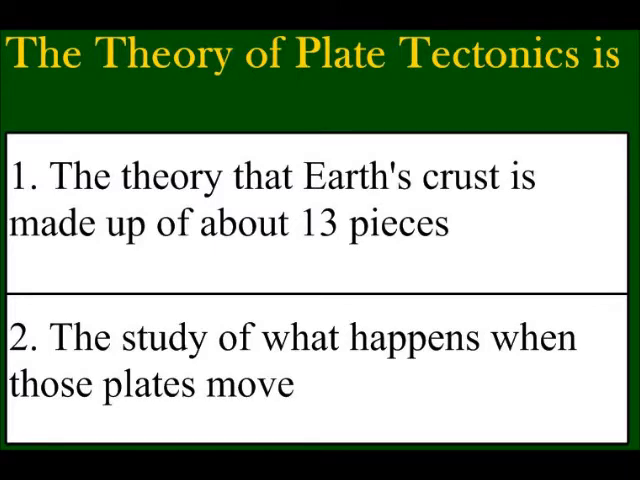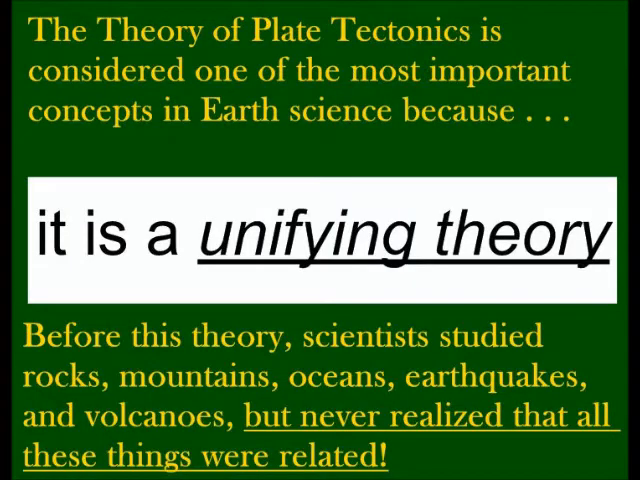This week's topic is the theory of continental drift and plate tectonics. This is a theory that the Earth's crust is made up of about 13 pieces called tectonic plates, and it is the study of what happens when those plates move and interact. The theory of plate tectonics is considered one of the most important concepts in earth science because it is a unifying theory. This means that it ties other concepts of earth science together.